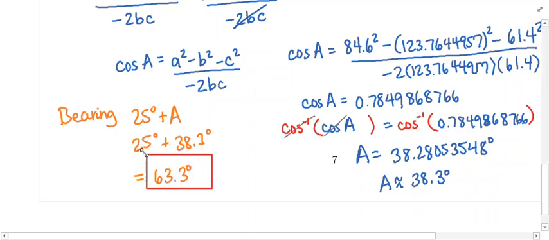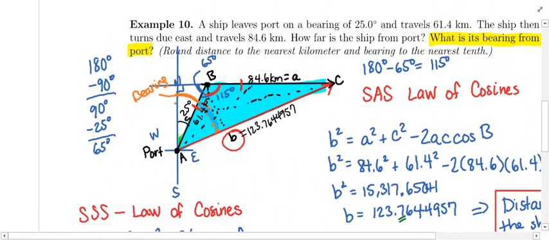If you go back to your picture and think about what this means, this orange angle, if we align ourselves with due north, we have to rotate clockwise by 63.3 degrees to get along this red vector. So that's what the bearing means in this problem. So we are done. We have found both the distance of the ship to port, and we have found the bearing.